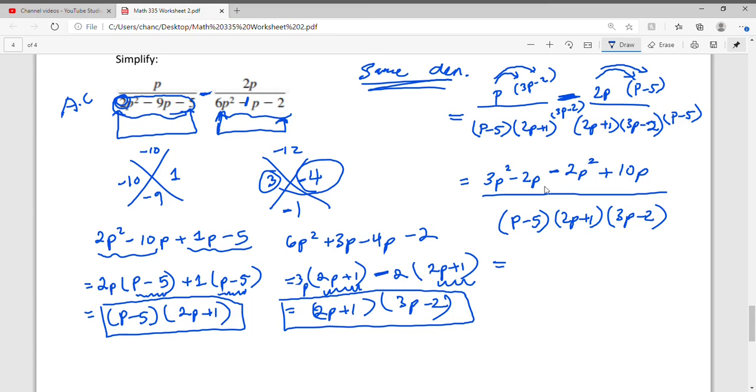So now we can simplify the top. 3p squared and negative 2p squared gives me p squared minus, now in this case we have negative 2p plus 10p, which is actually plus 8p. And then in our denominator we have p minus 5, 2p plus 1 times 3p minus 2. That is our solution.